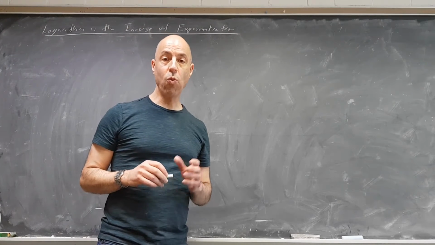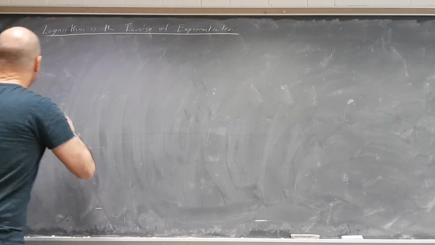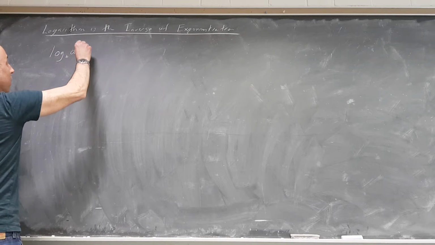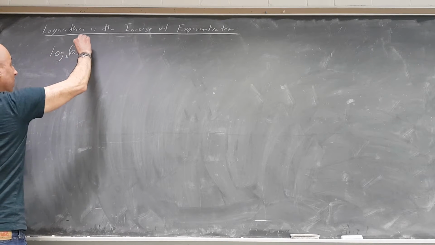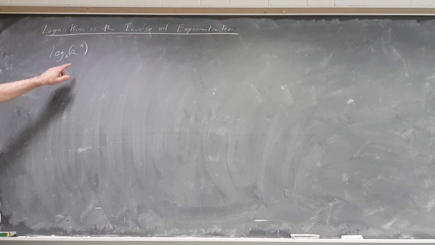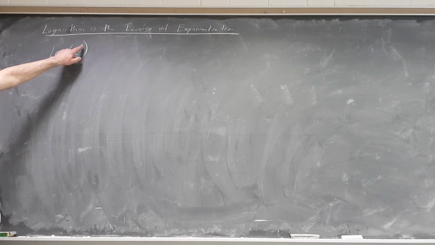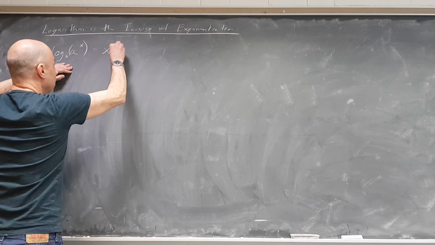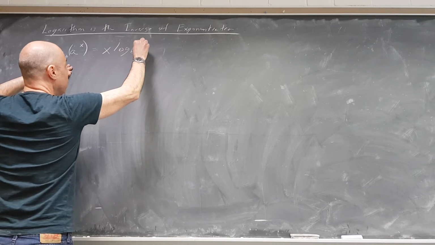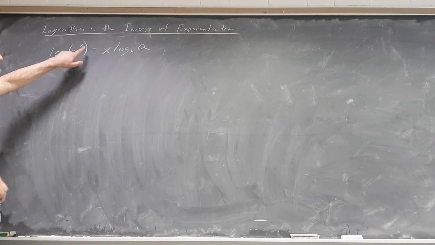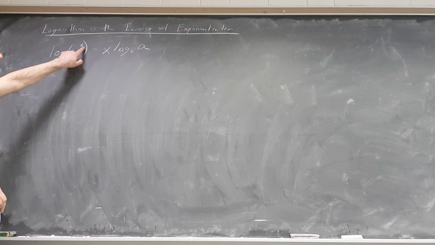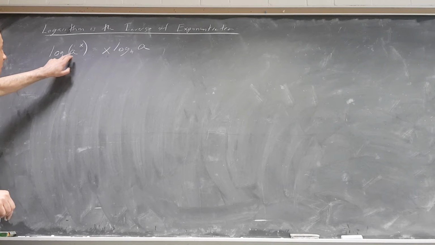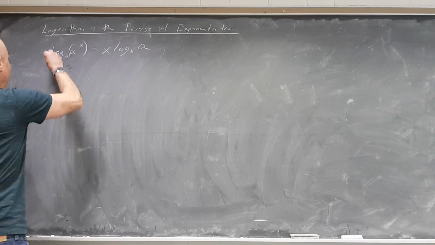So I want to start today with one more log rule, and that's this. Log base b of a to the x. If you take log base b of a number to another number, this is x times log base b of a. You can just take that x, which was in the exponent, and move it in front of the whole thing. So log base b of a to the x is x log a.